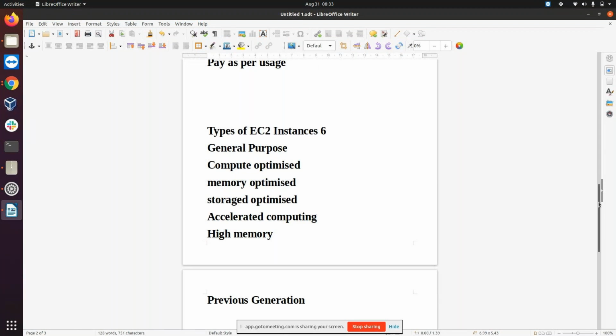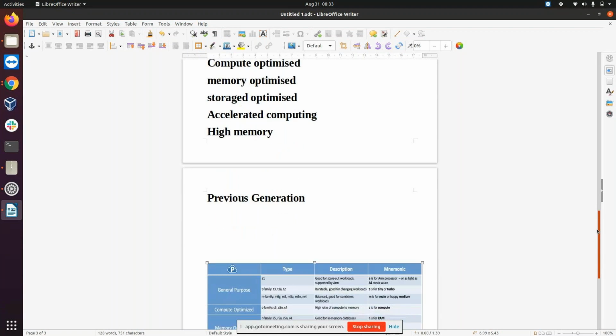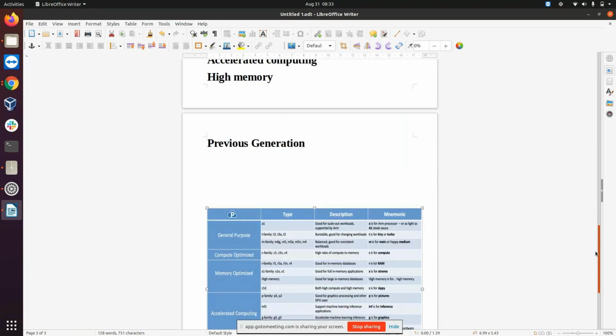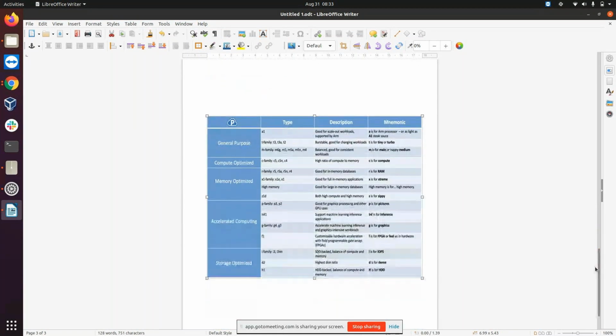So these are the six types of instances that this diagram will represent. I have a doubt. We have two types of instances, right? EBS and instance store. One is persistent, and one is block storage. That's a correct question. I got your question.